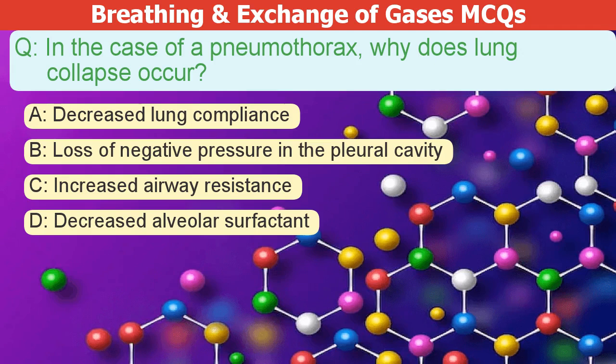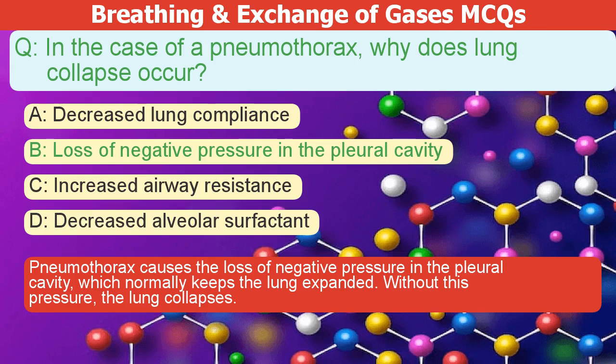In the case of a pneumothorax, why does lung collapse occur? A. Decreased lung compliance. B. Loss of negative pressure in the pleural cavity. C. Increased airway resistance. D. Decreased alveolar surfactant. The correct answer is B. Pneumothorax causes the loss of negative pressure in the pleural cavity, which normally keeps the lung expanded. Without this pressure, the lung collapses.